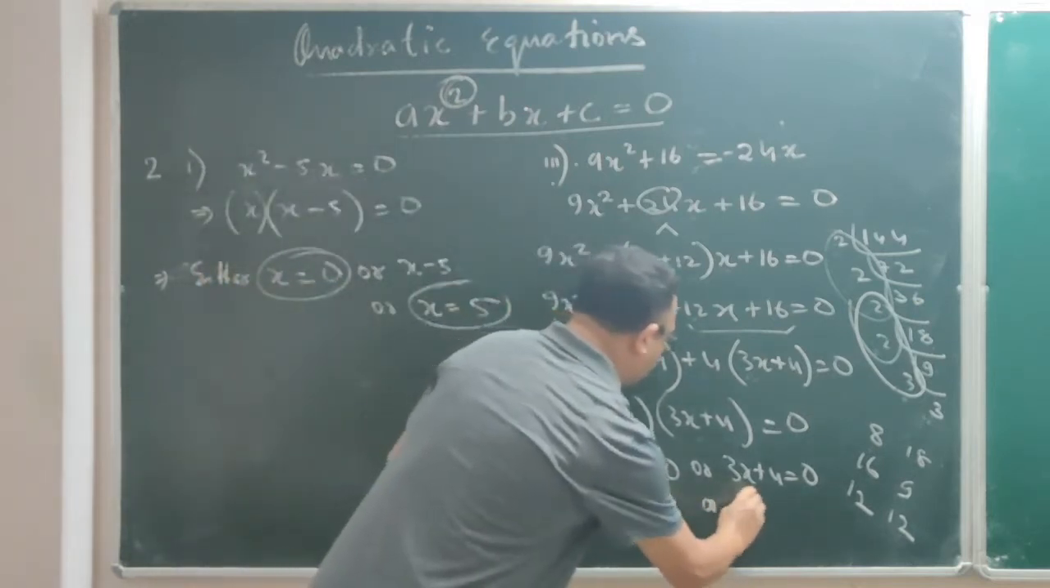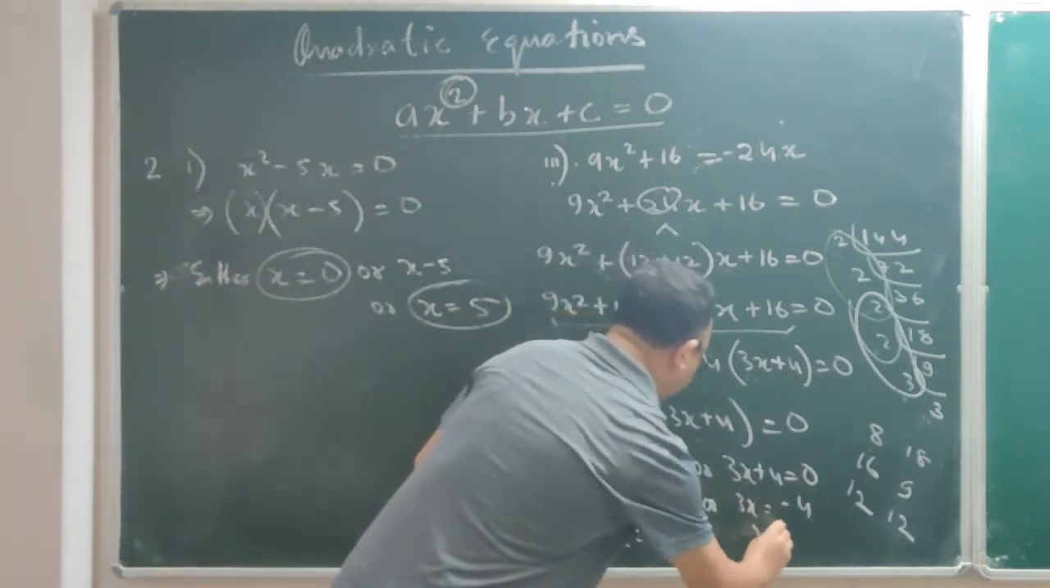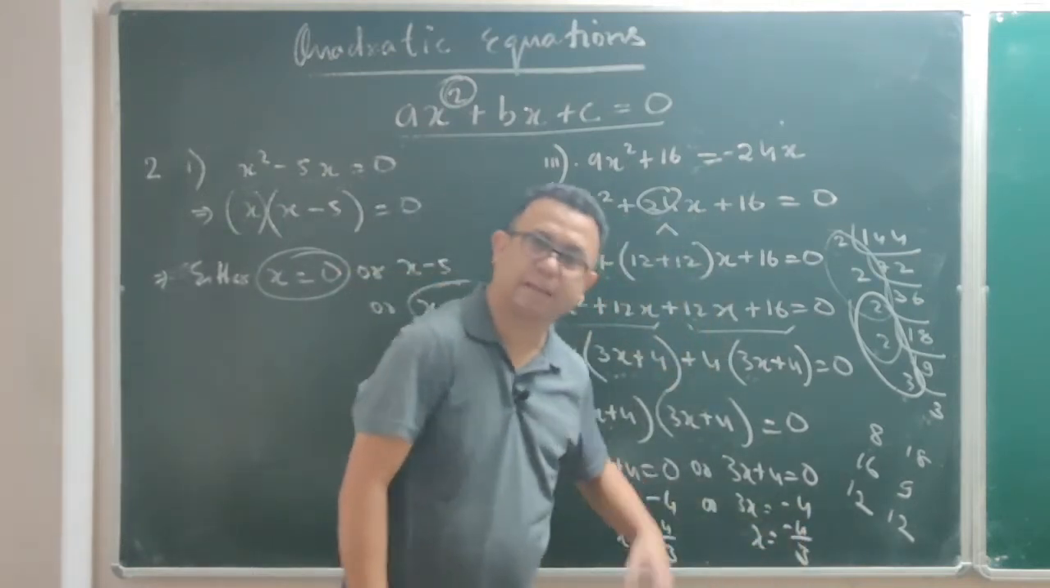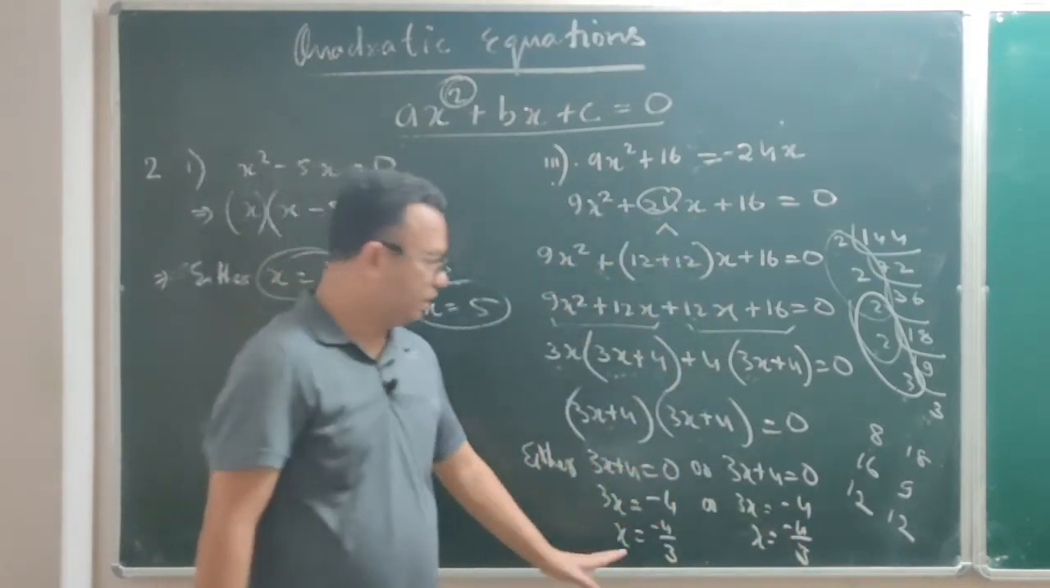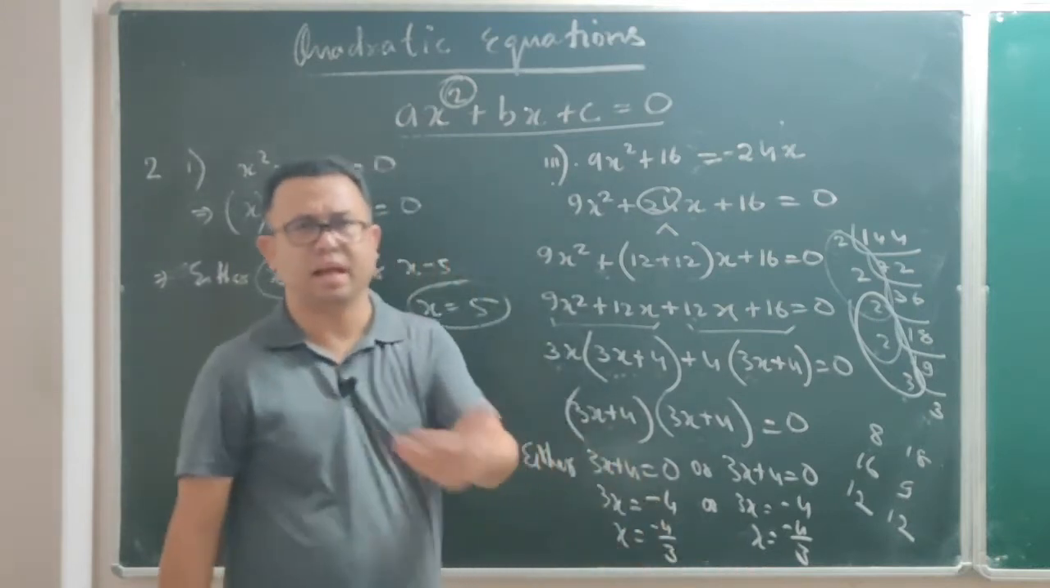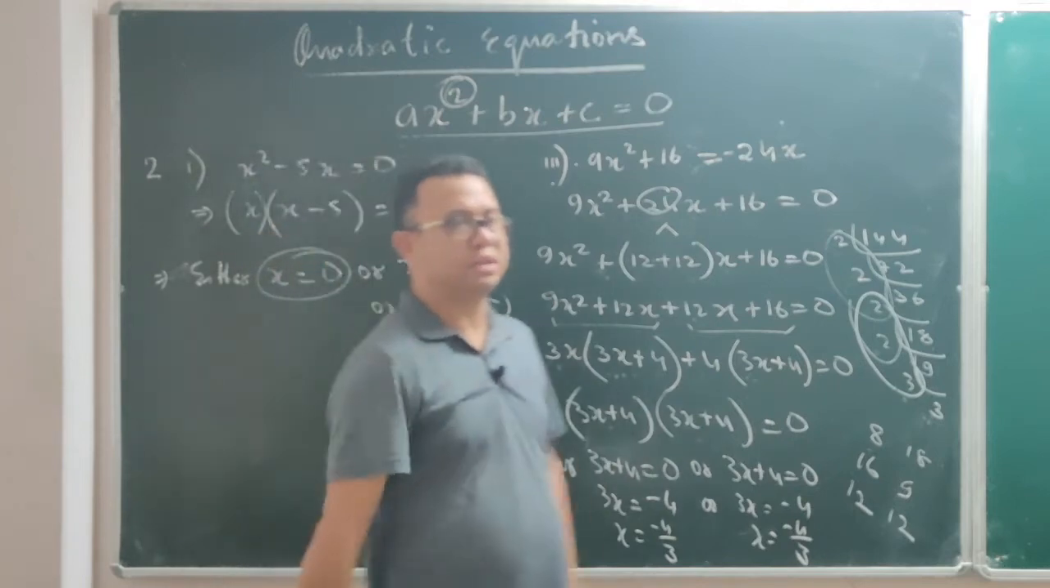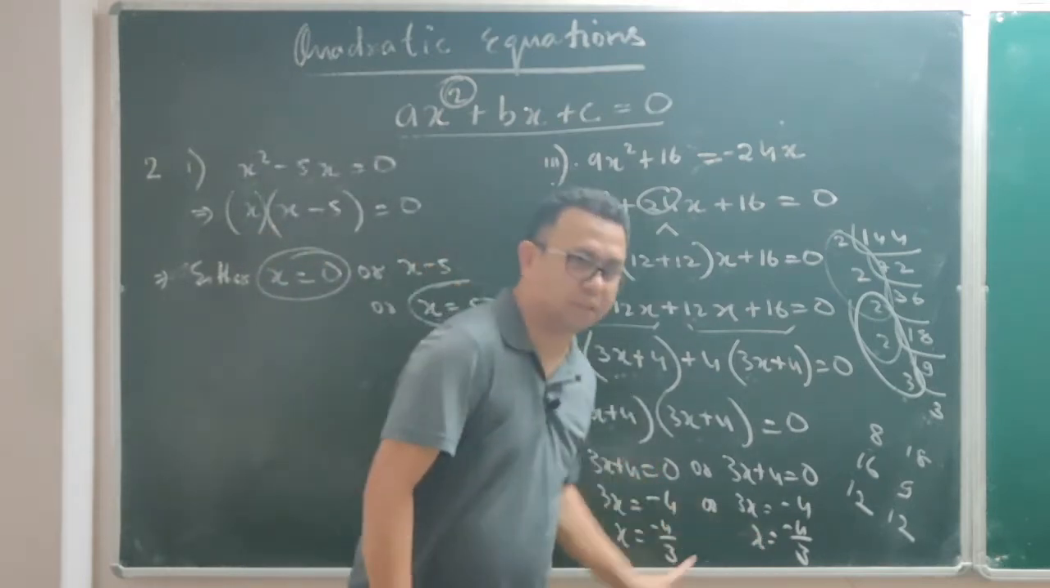Same way here also, 3x equal to minus 4, so x equal to minus 4 by 3. So in this case, both values of x came same. But again I am repeating, this is a very rare case you will get like this. This usually happens only when it is a perfect square, you will see now when we discuss about the nature of the root, why same answers are coming.